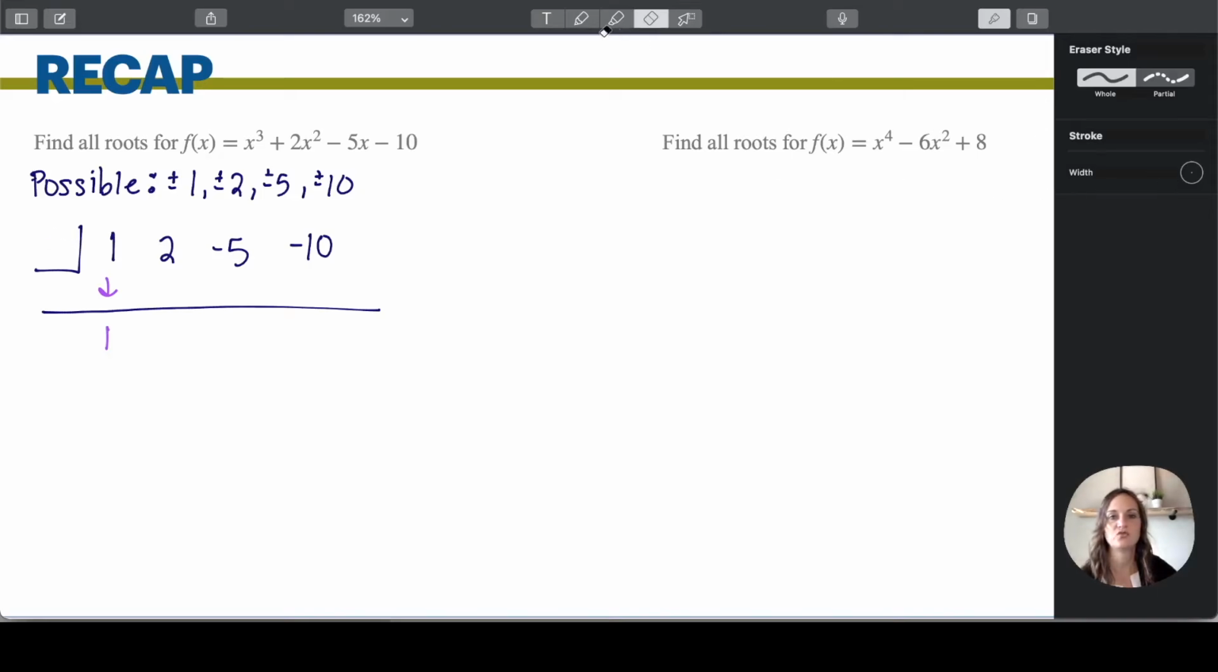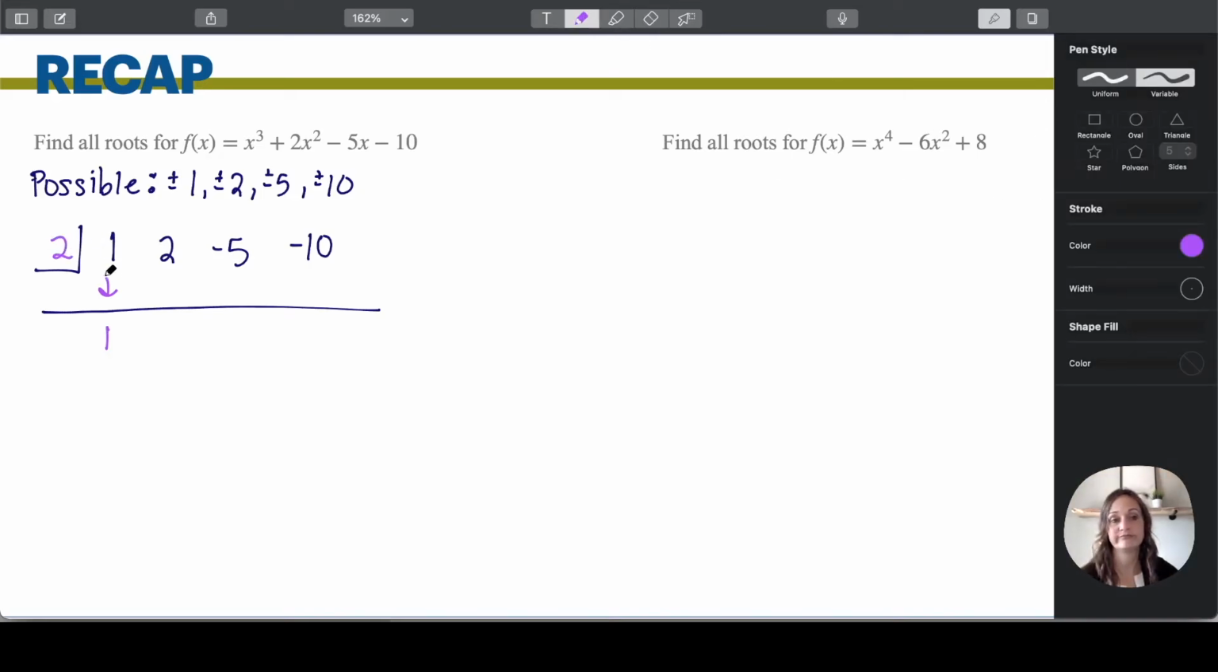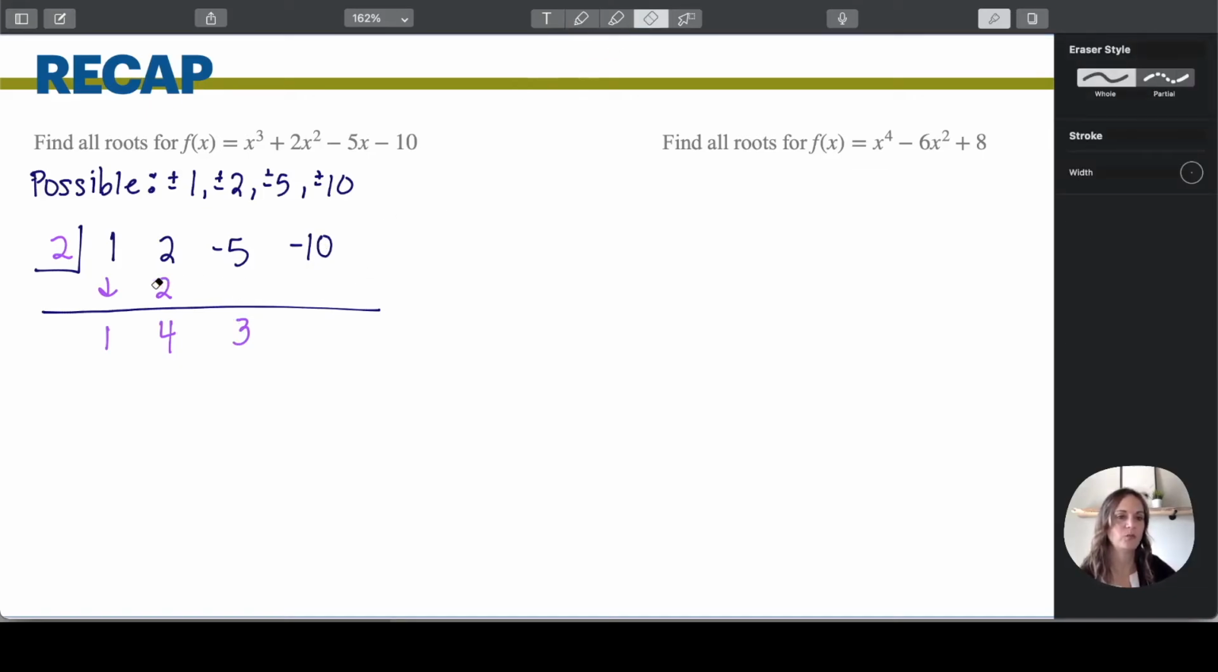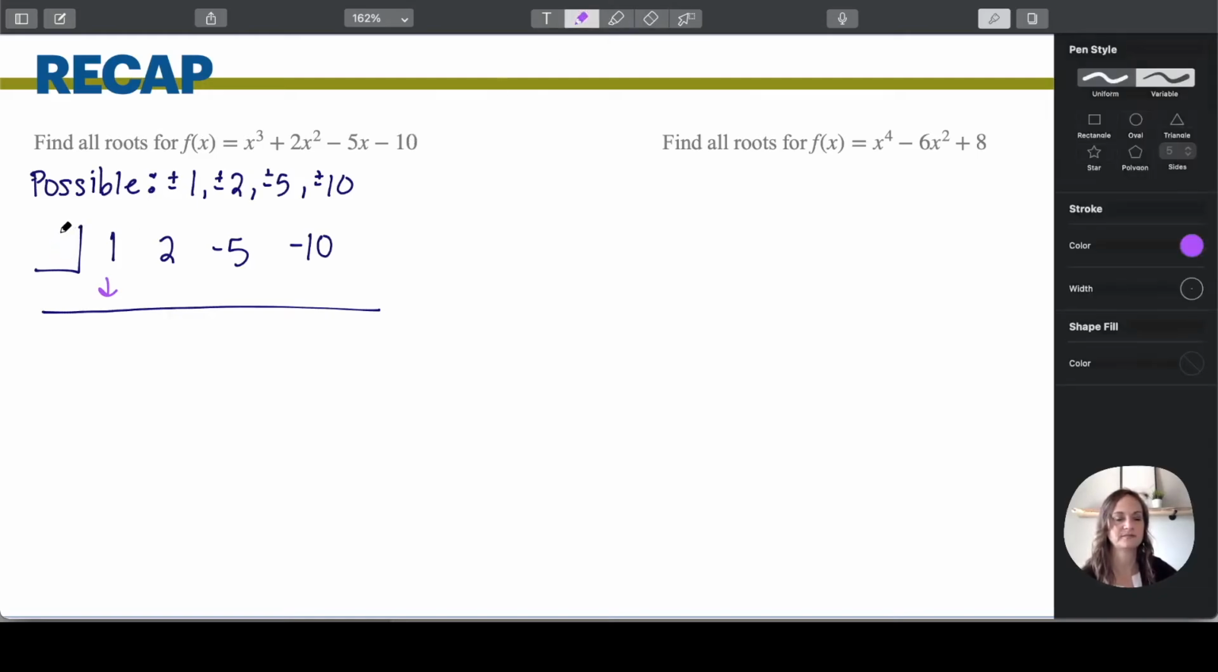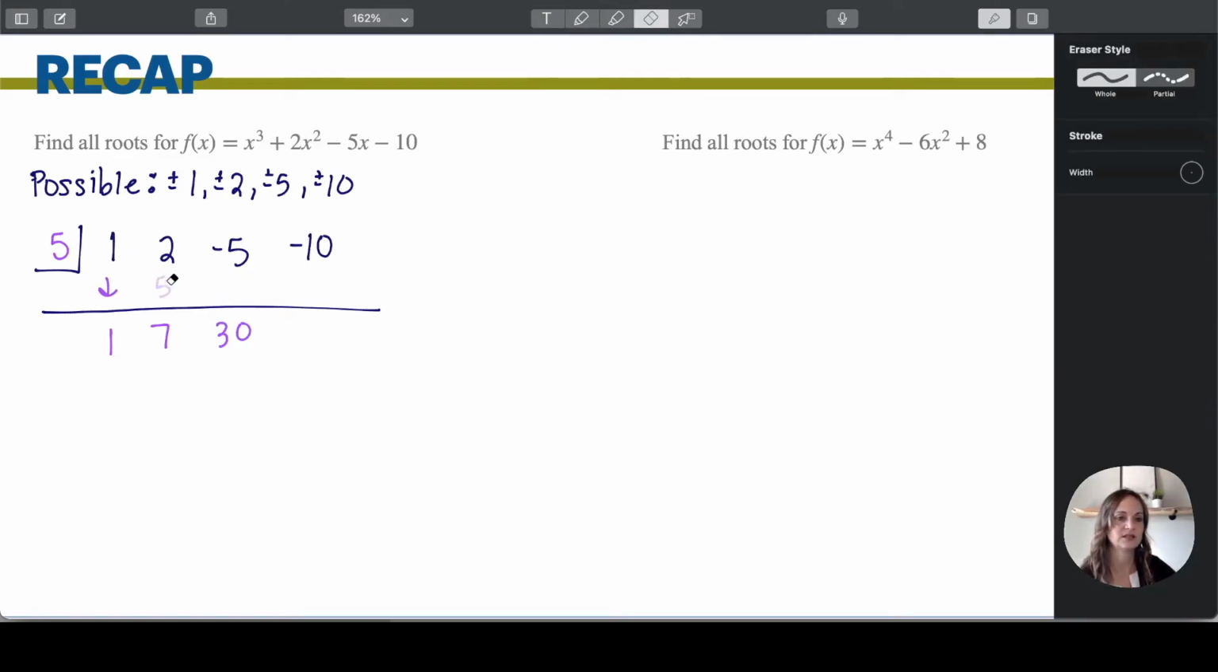So now I'm going to try 2. All right, so 2, 4, multiply, add. No, that's a positive 3. Multiply. Okay, that will not give me a 0 either. 2 didn't work, 1 didn't work. Well, let's try 5. 1, 5, 7, 35. We're getting to be some big numbers. 30, 150. Okay, that did not work. That got too big too fast.